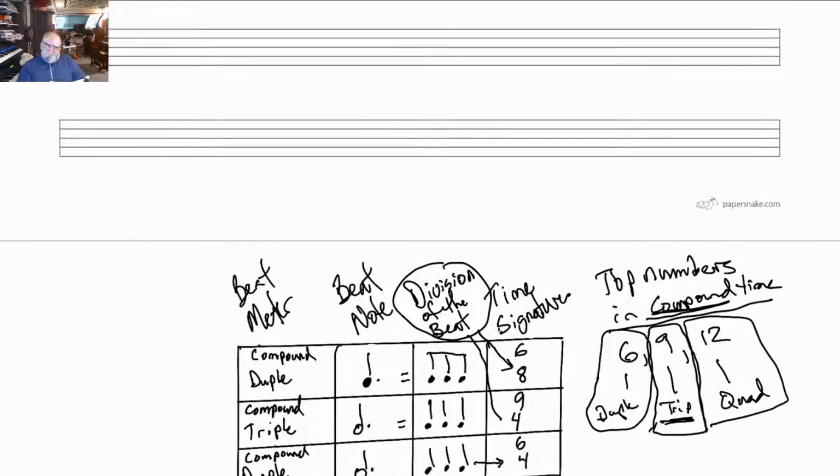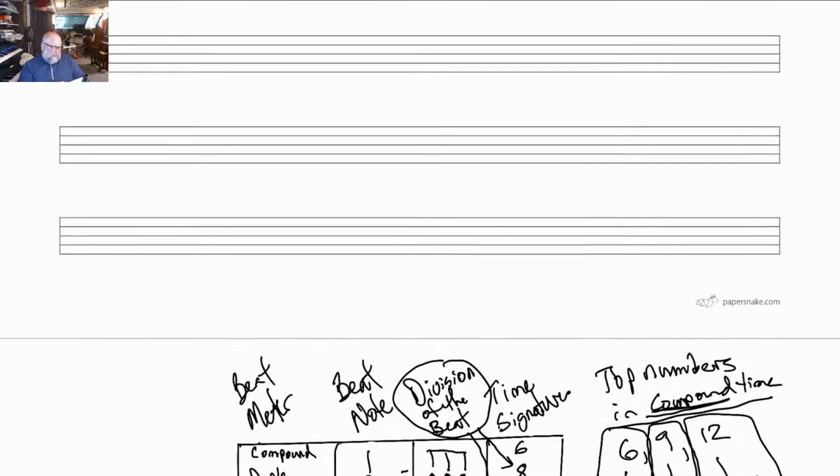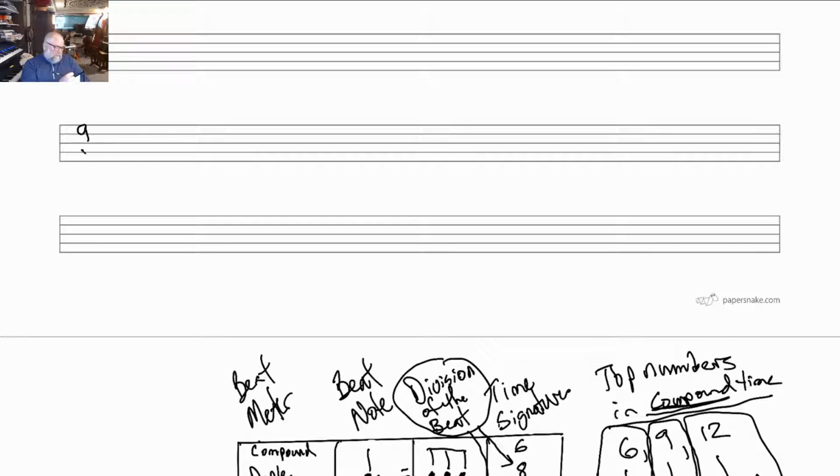There we go. Let's play around a little bit. Let's take that 9/8. Let's just look at what some rhythms in 9/8 time would look like and sound like. All right, 9/8 time. How many beats? Well, if you're memorizing your top numbers, you know that 9 means compound triple. Duple, triple, quadruple are the terms that refer to the number of beats in a measure. So 9/8 time has 3 beats. We will feel 3 pulses in a measure of 9/8 time.